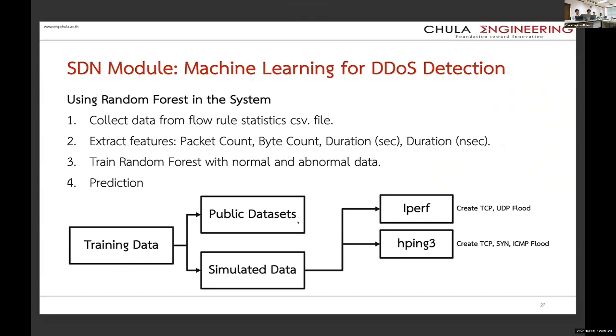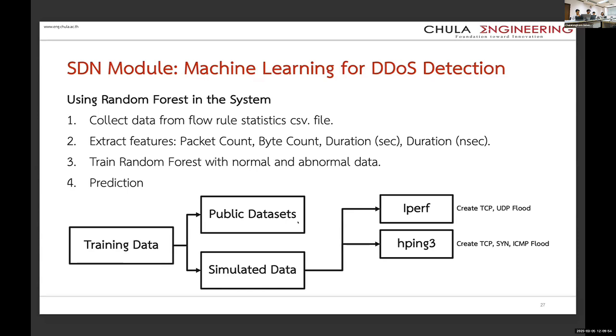For the machine learning, we use random forest in our system. We have 4 steps. Number 1, collect the data from the flow statistics CSV file. Next is extract features, like 4 parameters, including packet count, byte count, duration in seconds, and duration in nanoseconds. And the next step is to train our random forest with normal and abnormal data.